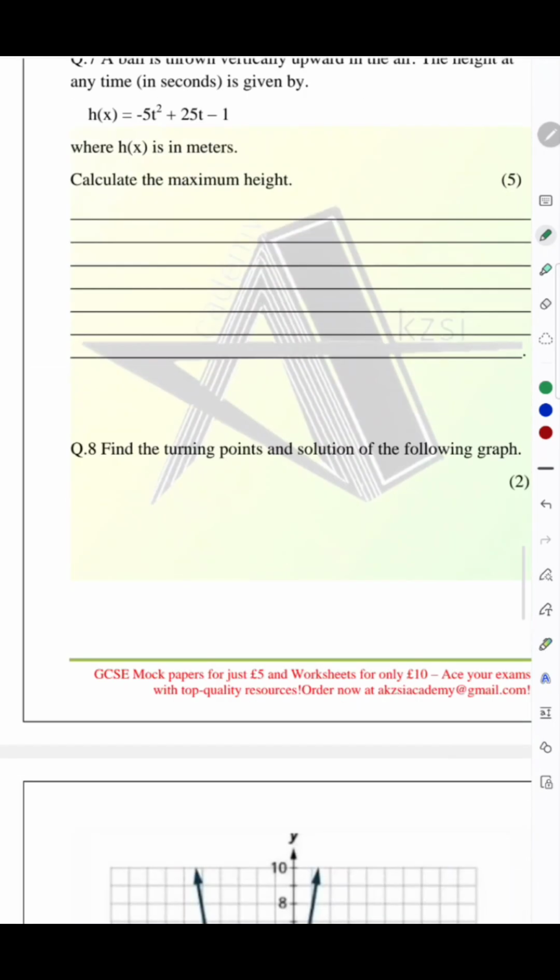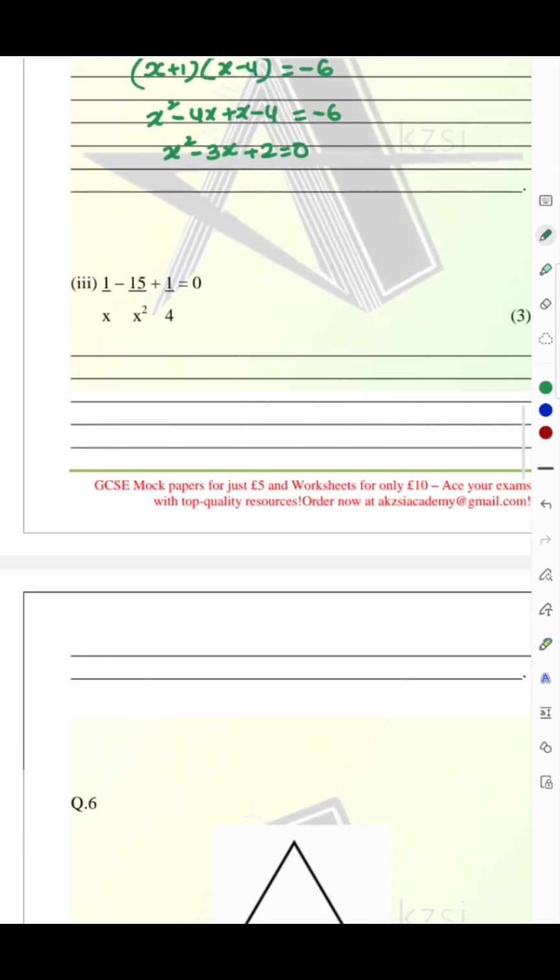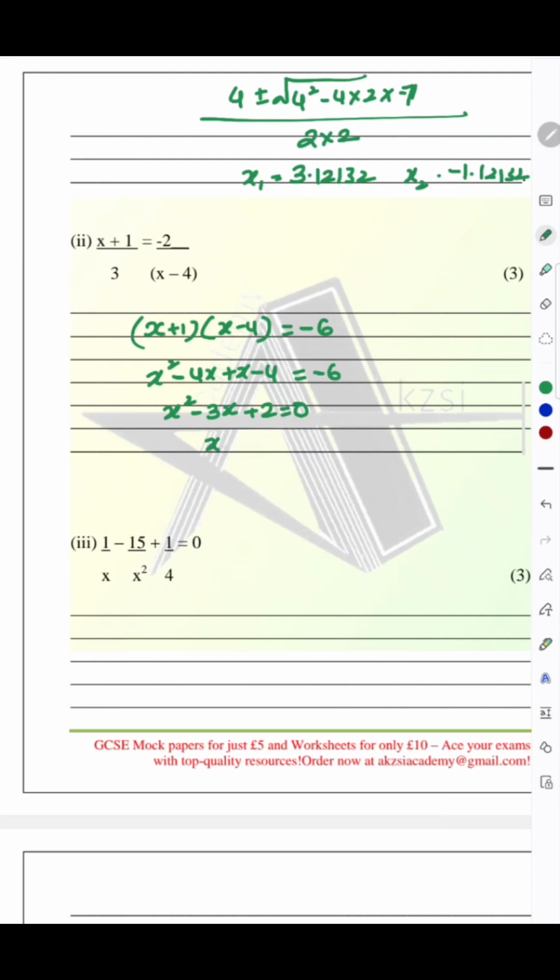Now the product is 2 and sum is negative 3. Clearly the two numbers are negative 2 and negative 1. Which will give you (x minus 1) times (x minus 2) equals 0. x1 is 1 and x2 is 2.